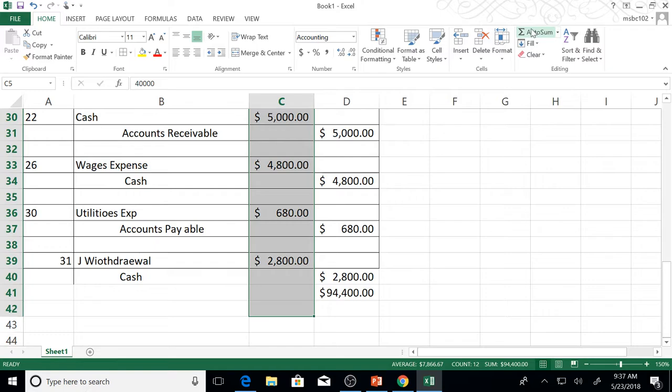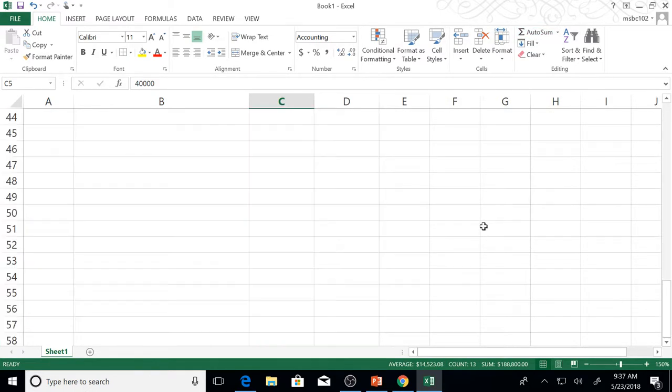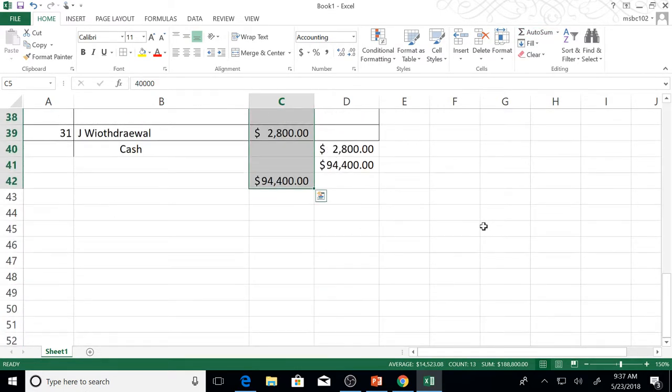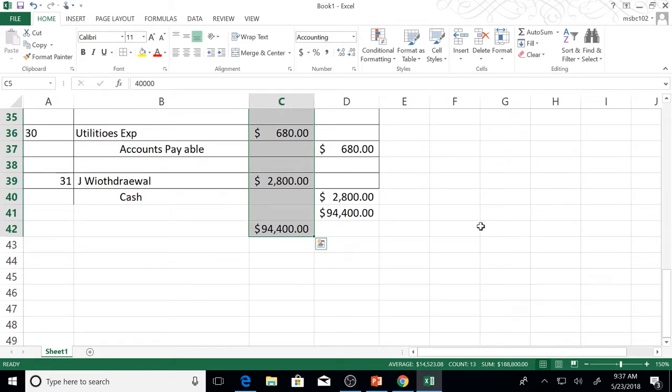That's fine, automatic. So 94,400. Highlight the 40,000 at the beginning. Yeah, 94,400. This one should be here. When I move the cursor one more down, that means the work is correct. Yeah, it's balanced. But that's not the key. The key is now the balances of the T accounts.